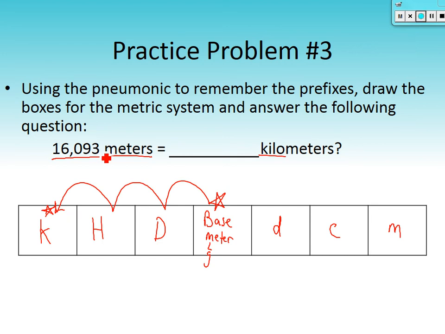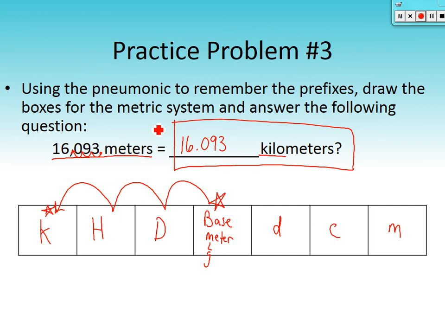So there's an understood decimal place right here. 1, 2, 3. If we put the decimal there, it's going to be 16.093. 16.093 is our answer. Very easy. Hopefully you got that right. Hopefully you're getting the hang of this by now.